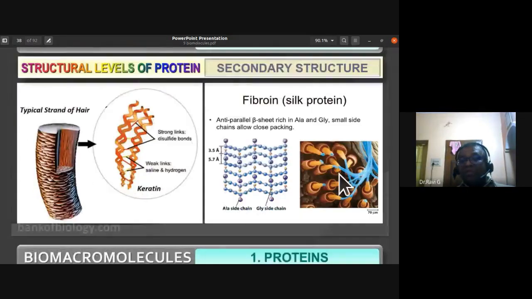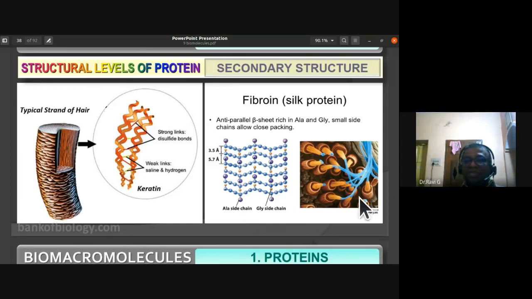Then fibroin, the silk protein, has an anti-parallel beta sheet rich in alanine and glycine. You notice these small side chains, which allow close packing. This is noticed in the case of fibroin, the silk protein. So they also exhibit this secondary structure.